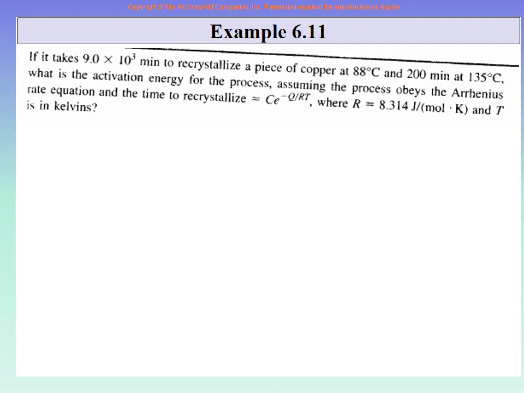In annealing, we have three stages called recovery, recrystallization, and grain growth. So now we have explained that to you in a lot of detail. So let us see this example.